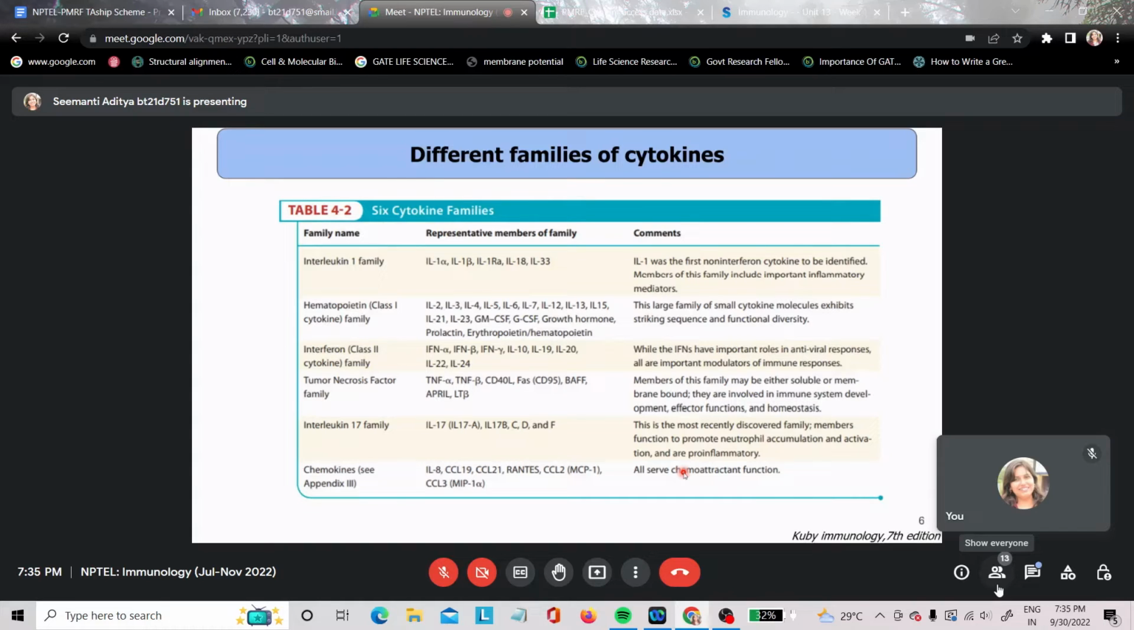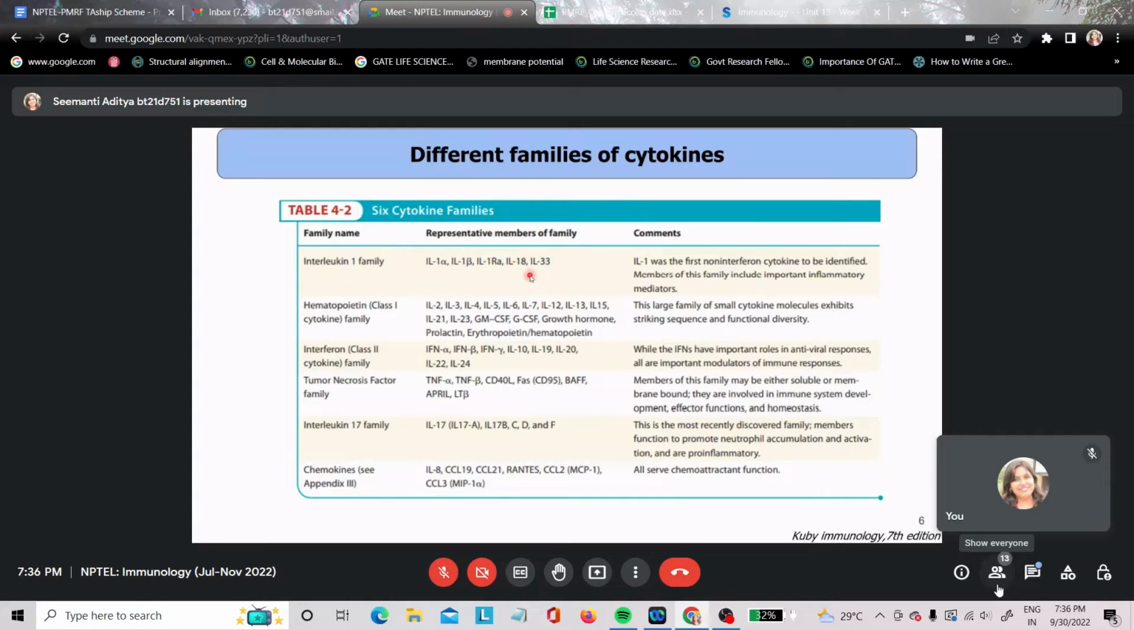So these are the different kinds of interleukins and different families of cytokines. And all these families are recognized by different kinds of receptors present on the cell surface of the target cells. So all of these interleukins, interferons, cytokines and chemokines are actually recognized by different kinds of receptors.